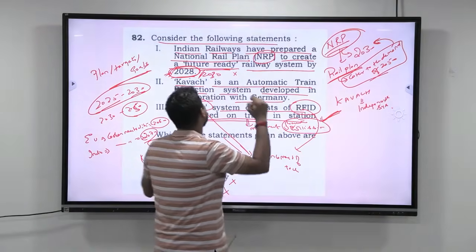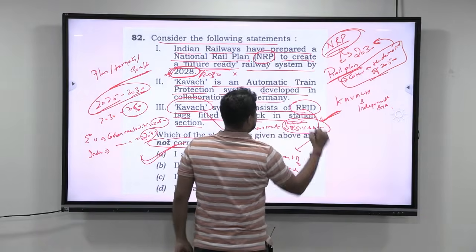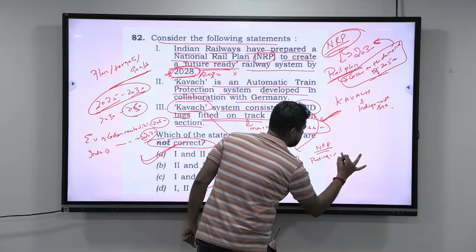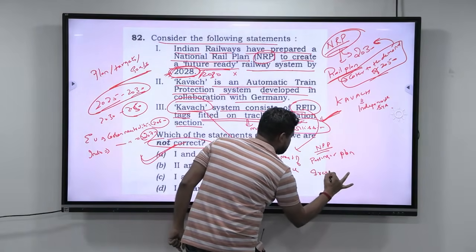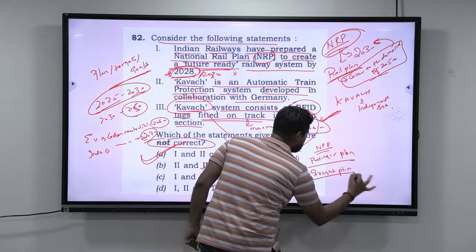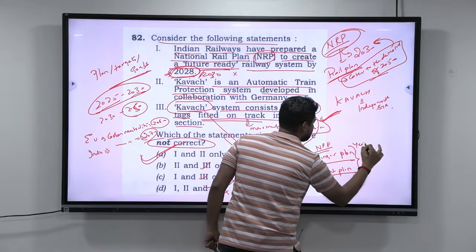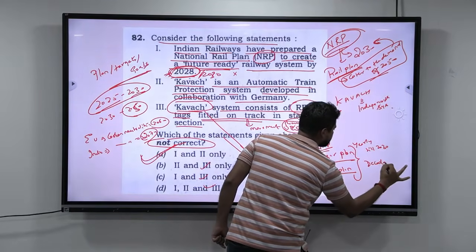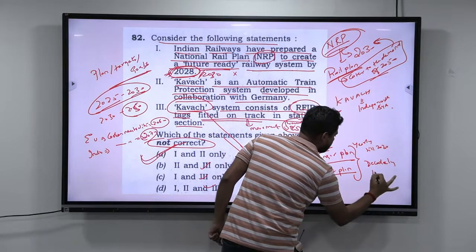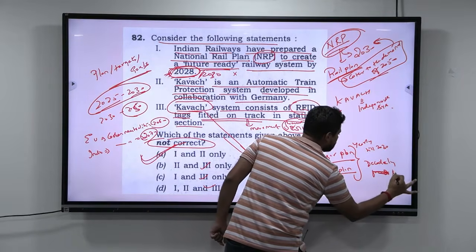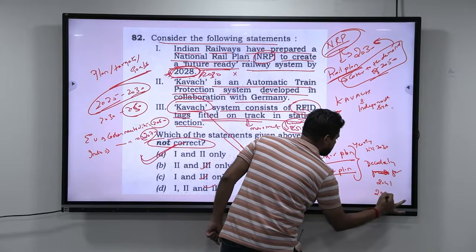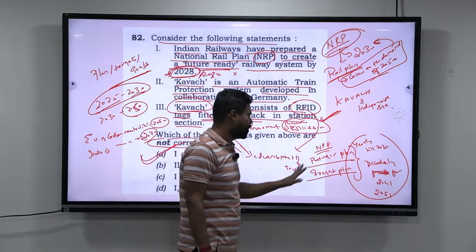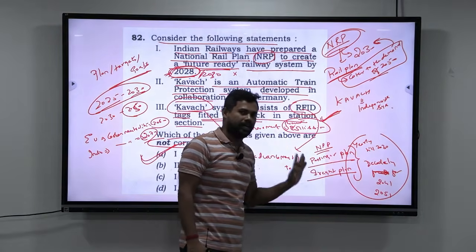Apart from that, one more point they have told in this plan, NRP, is that they will prepare a passenger plan and a freight plan. This passenger plan and freight plan will be prepared yearly till 2030 and decadally after that, for 2041 and 2051. This is one more fact that you will get. Both plans will be yearly till 2030, and after that decadally.